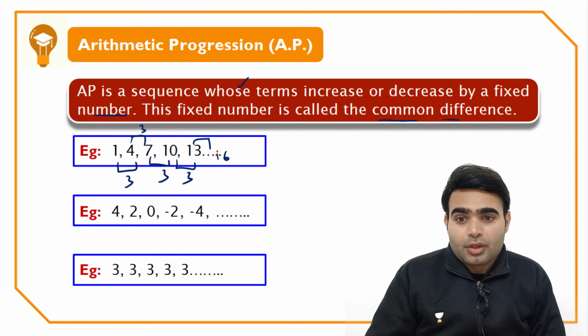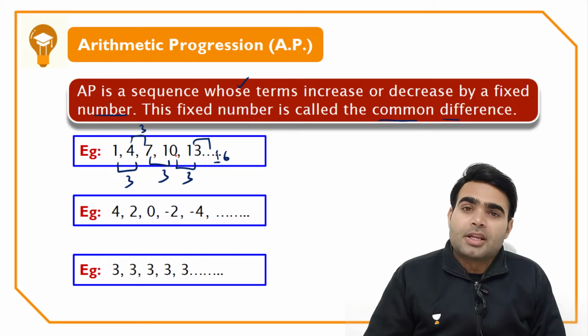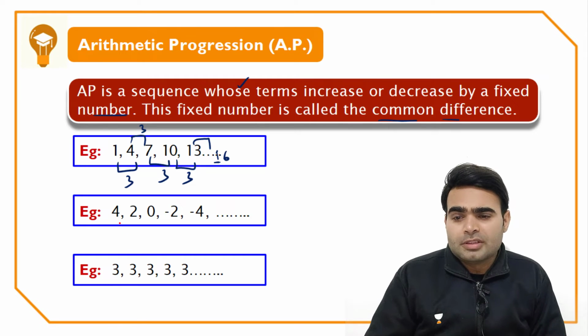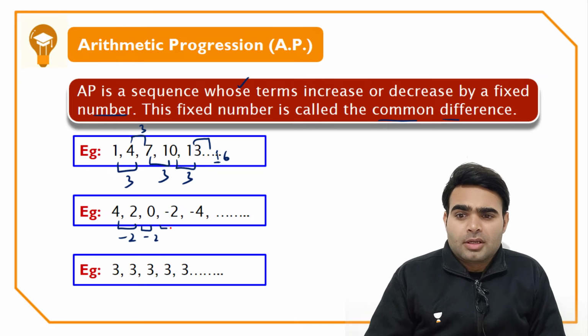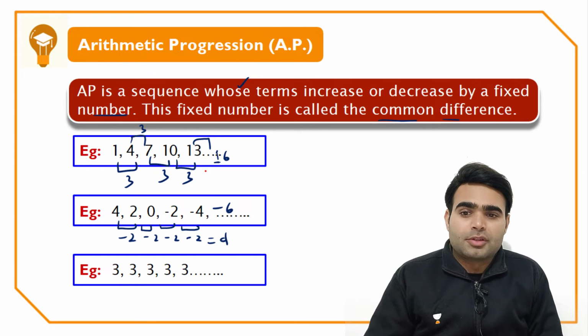Understood? Because they are following this pattern, like terms are increasing by 3 units. You can see in this, what is the difference here? Minus 2. Decreasing, minus 2, minus 2. This is minus 2, so terms are decreasing. So the next term will be minus 6. Fine. And this is the common difference for this series.